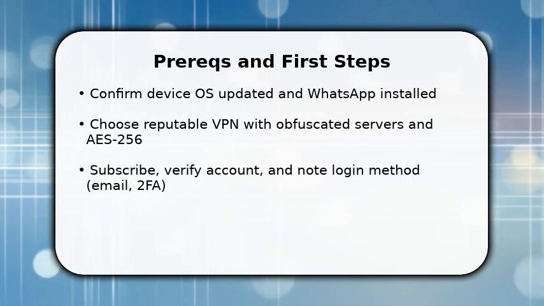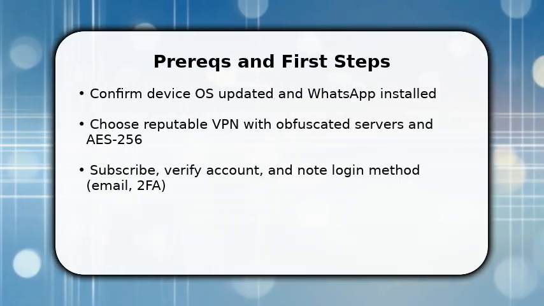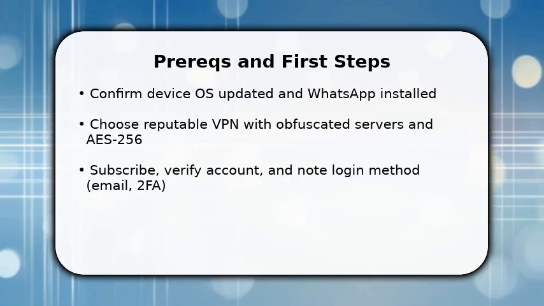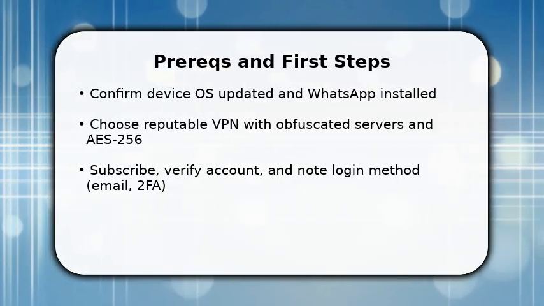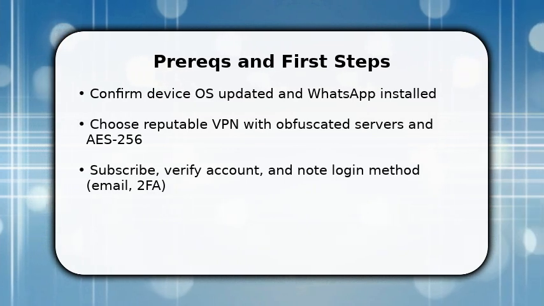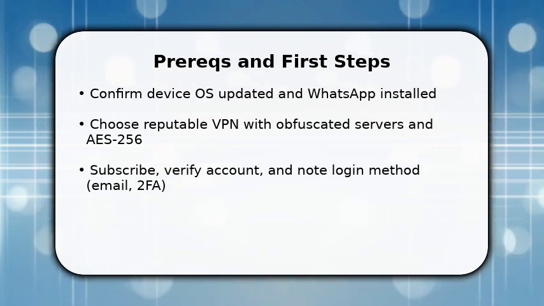Make sure to record credentials securely. Then install the VPN app and grant necessary permissions. Finally, do a quick reboot of the device so the VPN service initializes cleanly before connecting to a server.